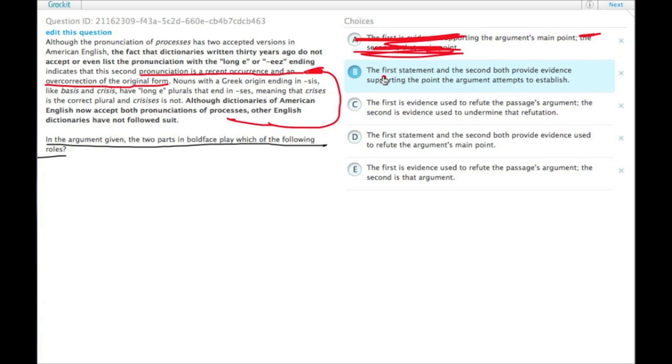So it's not A. B, the first statement and the second statement both provide evidence supporting the point the argument attempts to establish. That actually matches what our prediction was. Both of them support the idea that this other pronunciation is a recent occurrence and an overcorrection. Choice B.